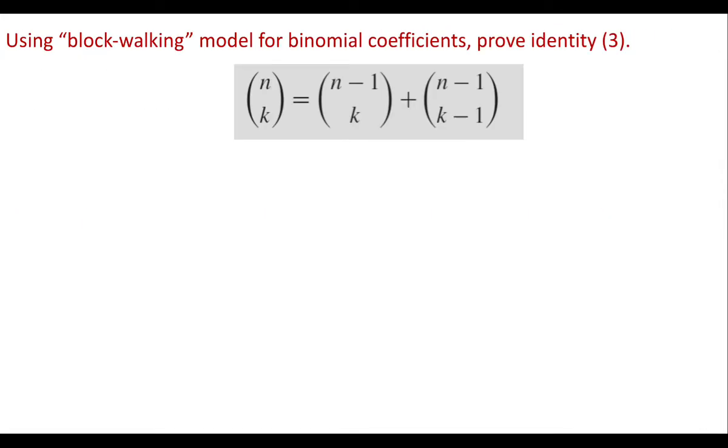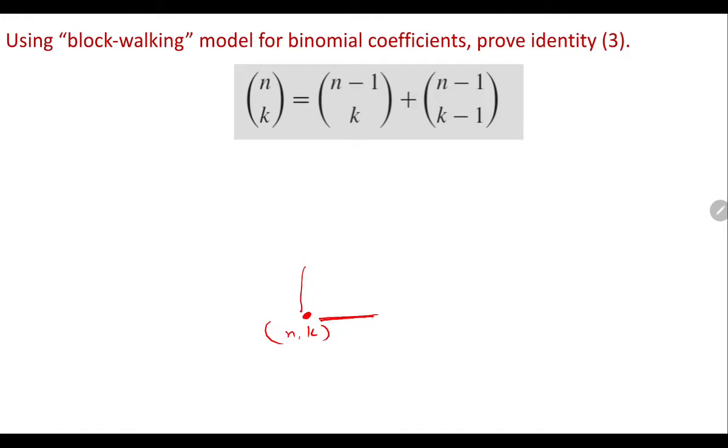Now recall the same identity, and let's try to prove it using the block walking model which we have just discussed. So now the left hand side shows the number of ways or number of paths to reach nCk. So let's say this is the point n k. What does the left hand side represent? If I have to reach this point, there are only 2 ways: either I reach directly from here, or I reach from here.